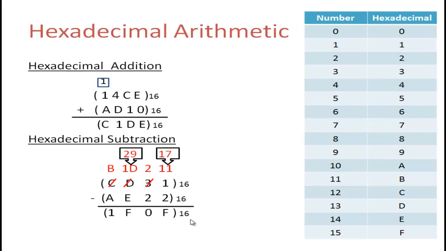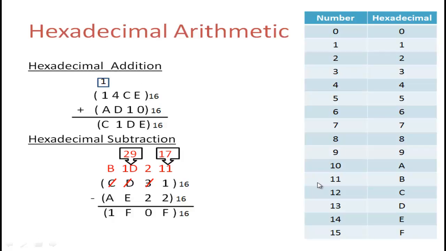Next is hexadecimal arithmetic. You know that the hexadecimal number system consists of the numbers from 0 to 9 and then alphabets ranging from A to F. So here let us first consider hexadecimal addition.